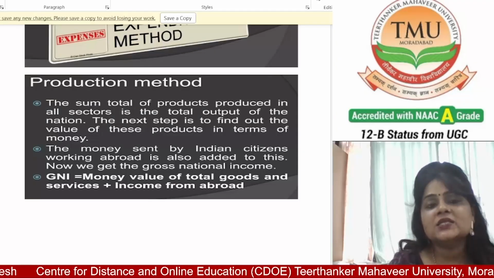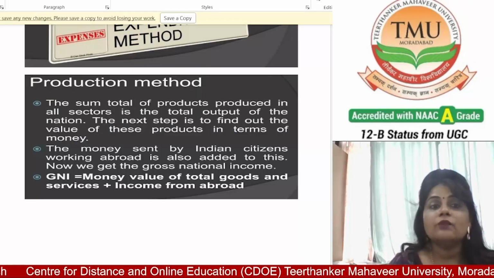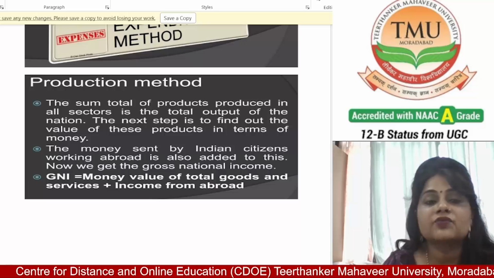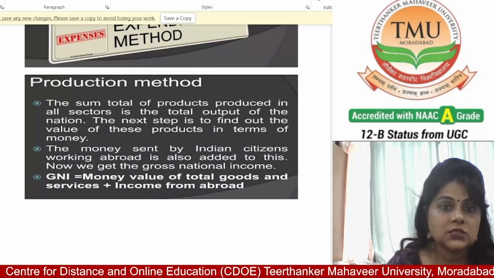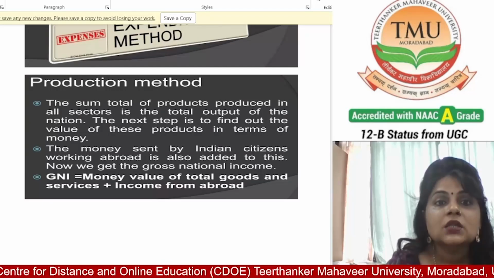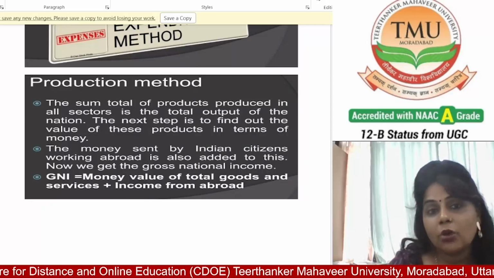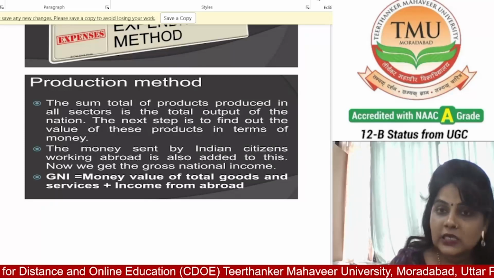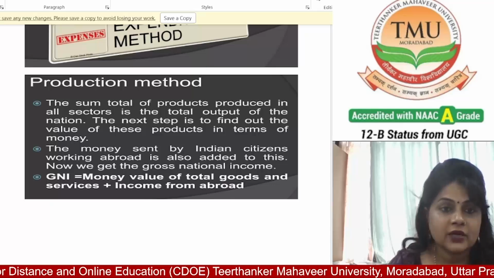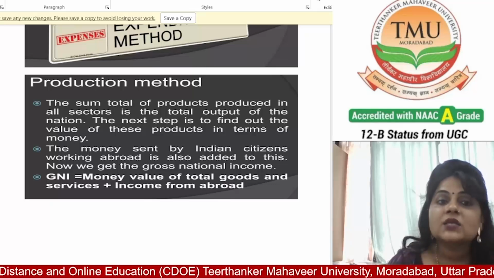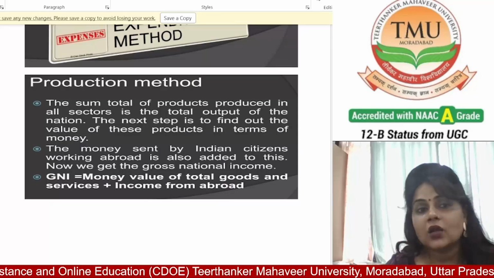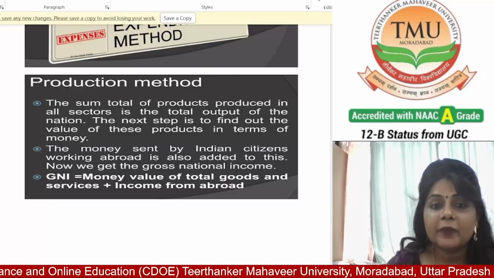So there are many steps for calculating national income through the value added method, as follows. The first step is to recognize and put all the producing units of an economy into primary, secondary, and tertiary sectors. Next, the second step is to calculate the gross value added at market price.